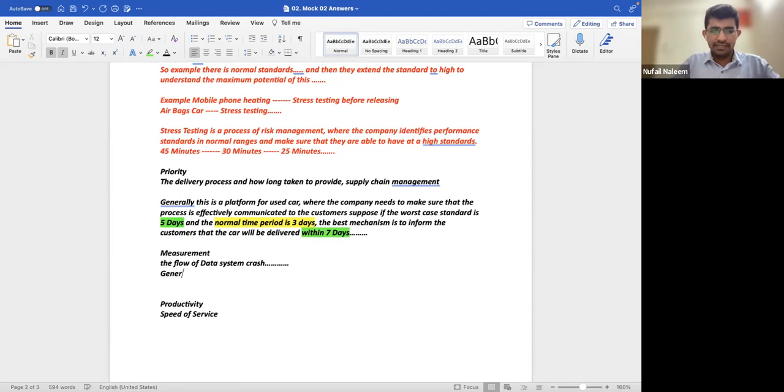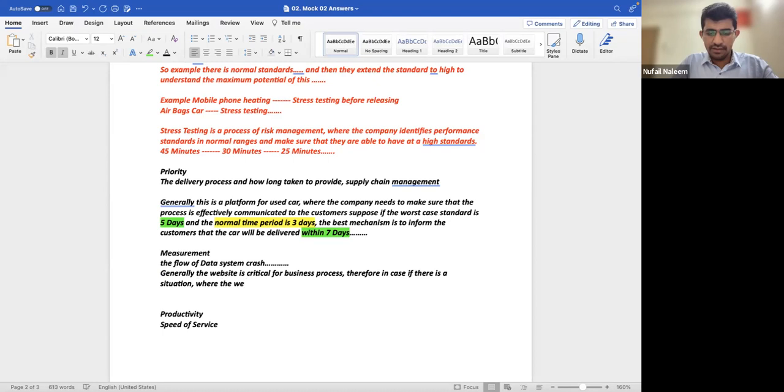So I'll write down here. Generally, the website is critical for the business process. Correct, students, the website is critical for the business process. Therefore, if there is a situation where the website storage is 5 GB in the normal range, the company needs to make sure only 3 GB is accessible to the public.